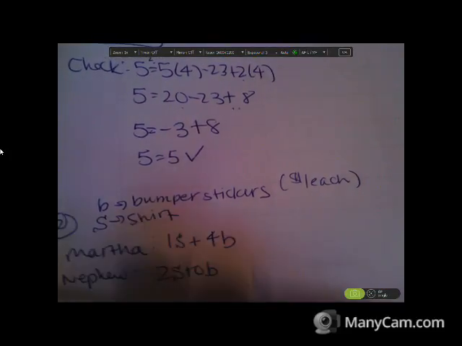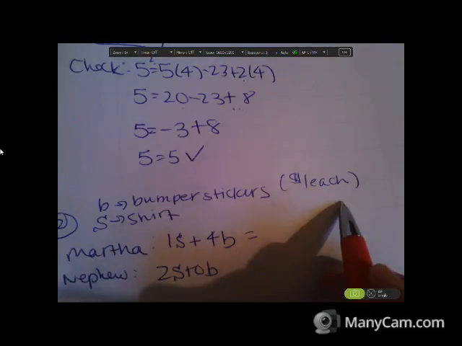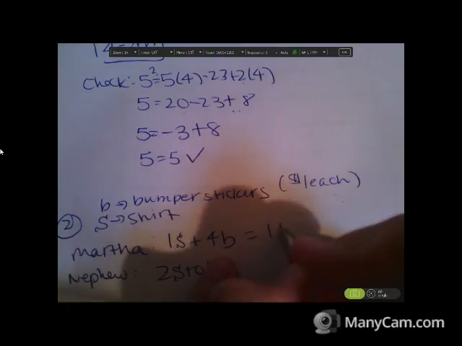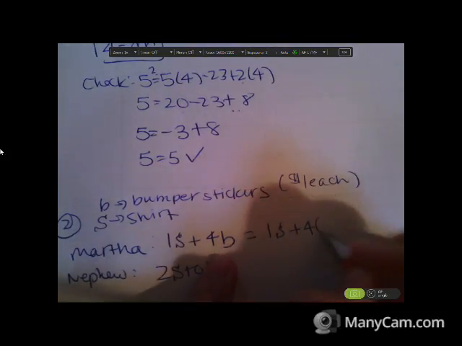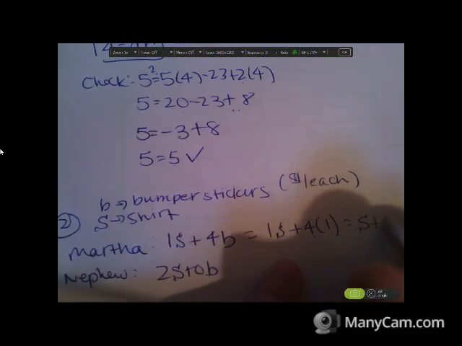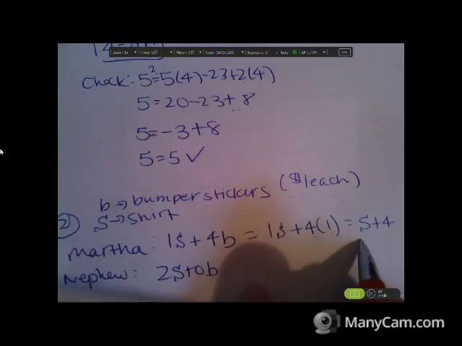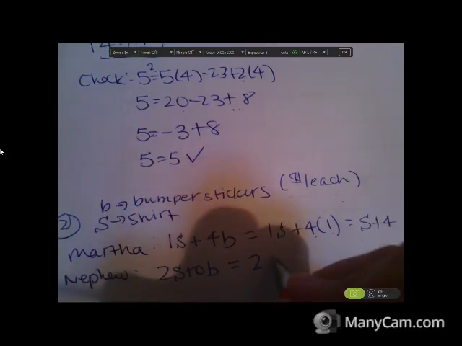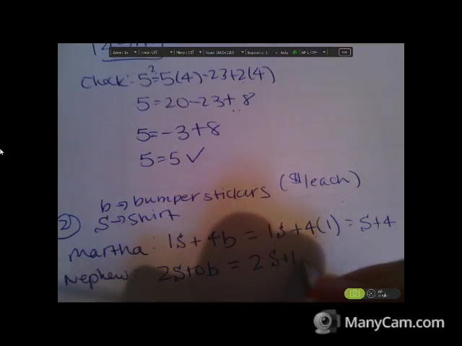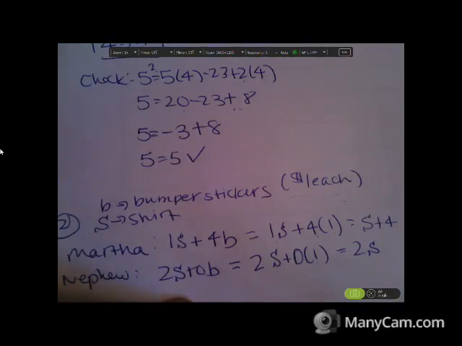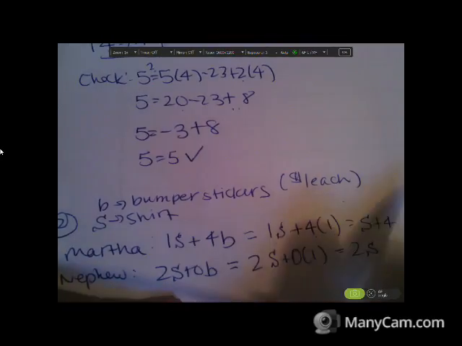So let's see what we know. If bumper stickers are $1 each, that means for every B we see, we're going to plug in 1. So 1s plus 4 times 1, and 4 times 1 is just 4, so we have s plus 4. We can take this 1 away, it's just s plus 4. Now her nephew just wants 2 shirts and no bumper stickers, so 0 times 1 is just 0, so we're left with 2s.